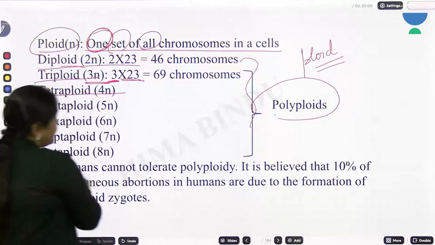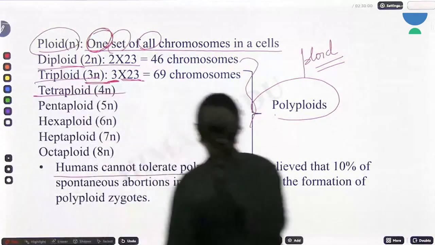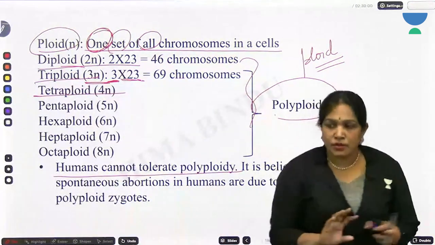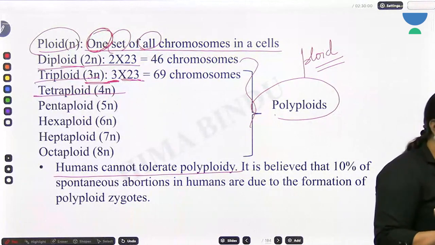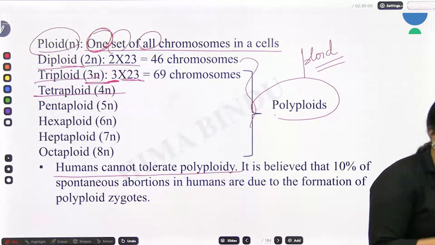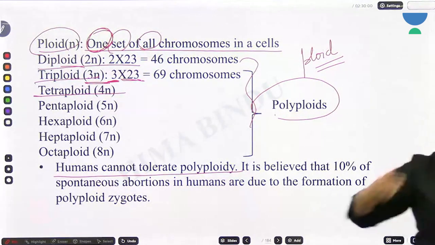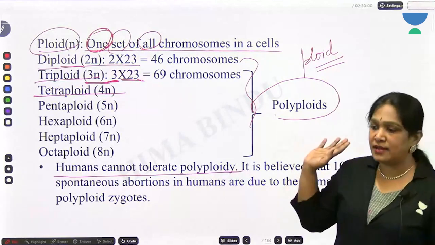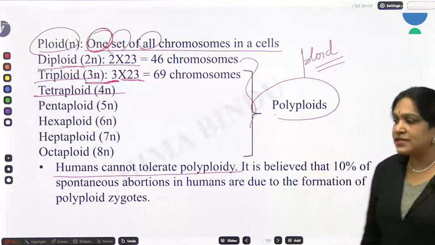Now, humans cannot tolerate polyploidy. I mean, you don't have a triploid human being. You don't even have a triploid human being, so tetraploid and pentaploid are unimaginable. Why? What is the reason?